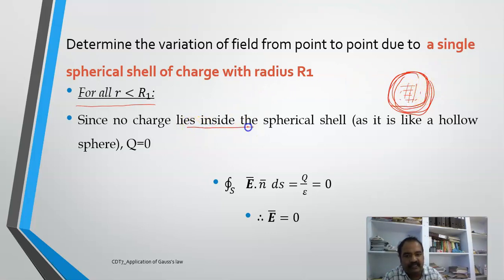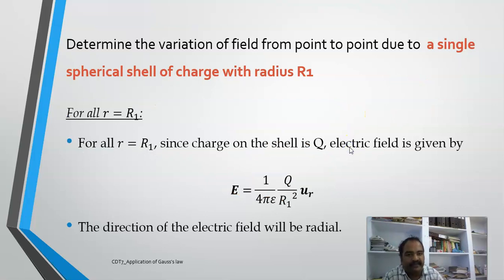Since no charge lies inside the spherical shell, Q is 0, which means Gauss law, the closed integral of E dot ds, is equal to Q by epsilon, which is equal to 0, because charge is 0. So this equation becomes 0, which means E bar is 0. Now, determine the variation of field from point to point, for R equal to R1.